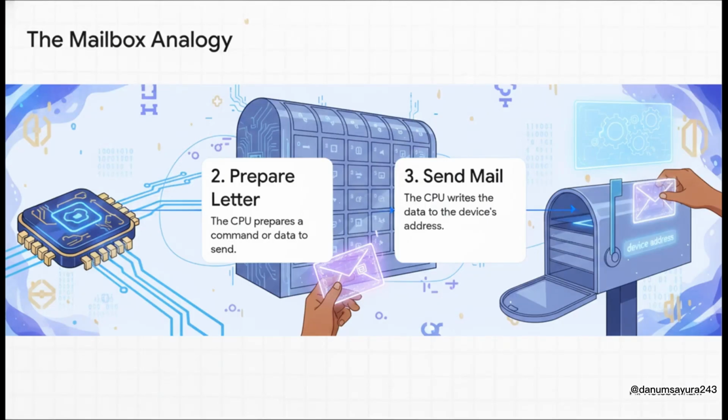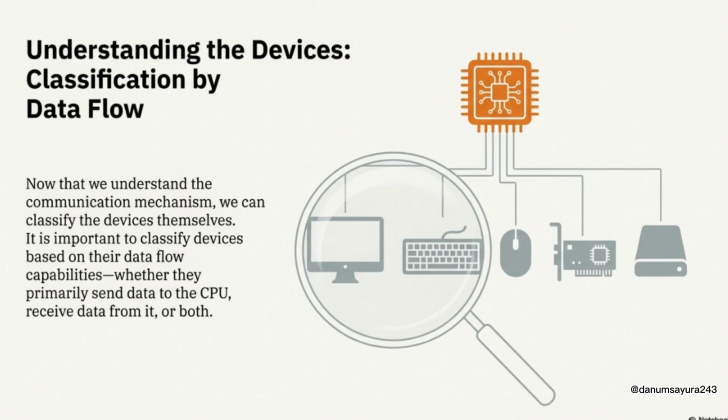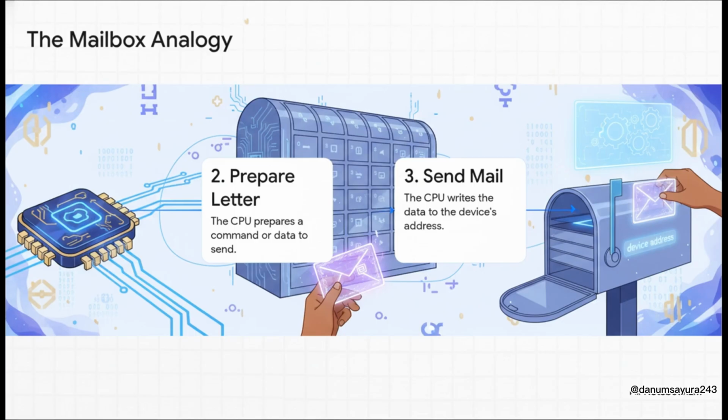Let's break it down using that mailbox idea. It's really just 4 simple steps. 1, a new device gets plugged in, and boom, the system gives it its own personal mailbox, basically a unique address on that big memory map. 2, the CPU needs to tell it something, so it writes up a little letter. That's the command. 3, it sends the mail by just dropping that letter into the device's mailbox address. And 4, the device is constantly checking its mail. It sees the letter, reads it, and does what it's told.